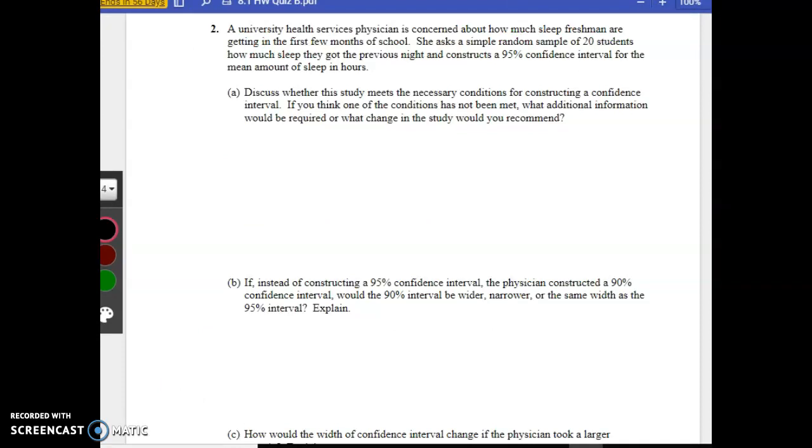All right, here's question 2. A university health services physician is concerned about how much sleep freshmen are getting in the first few months of school. She asks a simple random sample of 20 students how much sleep they got the previous night and constructs a 95% confidence interval for the mean amount of sleep in hours. Discuss whether this study meets the necessary conditions for constructing a confidence interval. If you think one of the conditions has not been met, what additional information will be required?